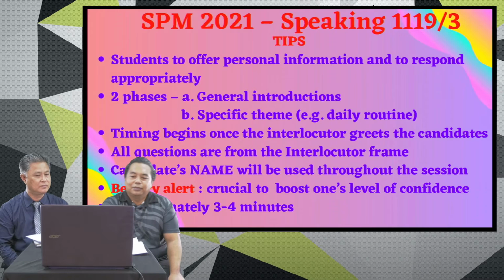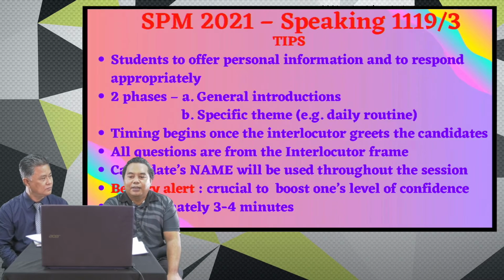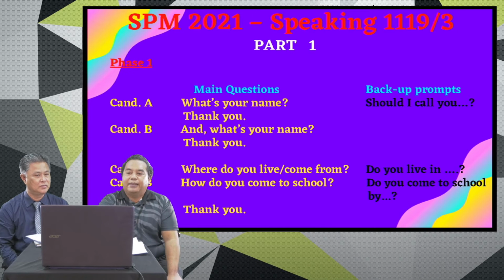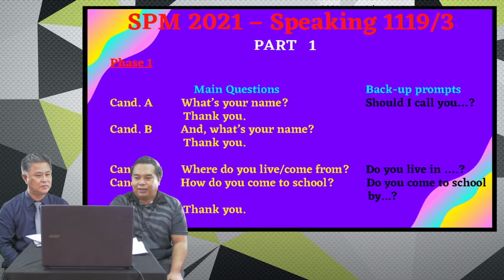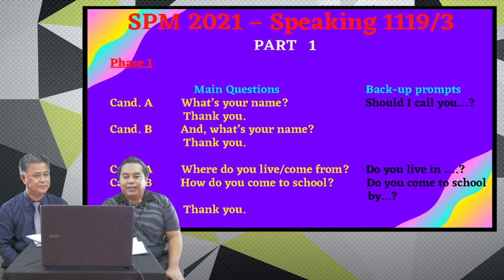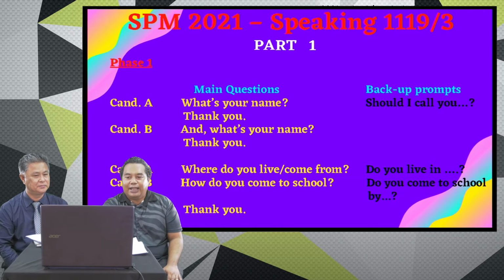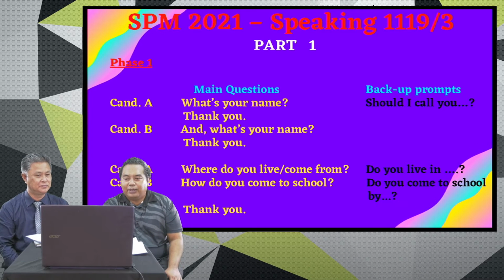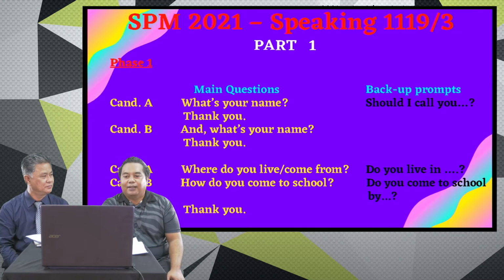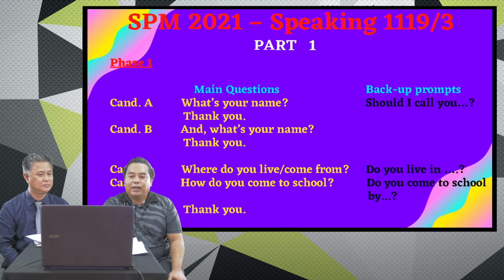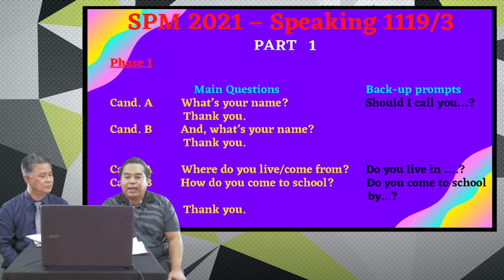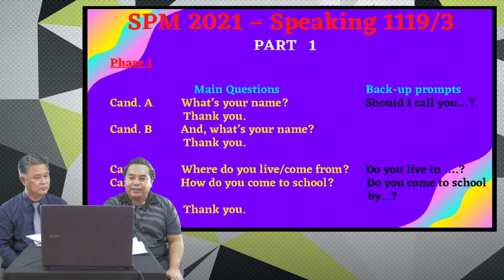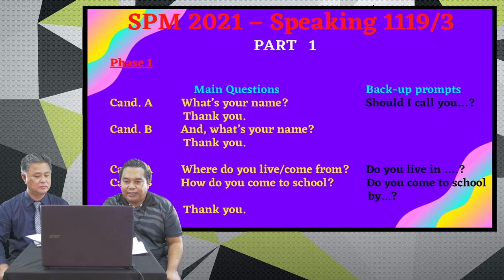Part 1. Okay. So after that, they will change to the type of question, the example of the question. For example, main question, candidate A: what's your name? Okay, thank you. So the student will answer, my name is. Okay, thank you. And then the interlocutor will ask candidate B, and what's your name? And he will give the answer, and the interlocutor says thank you.